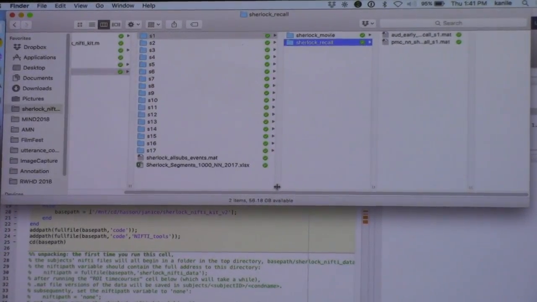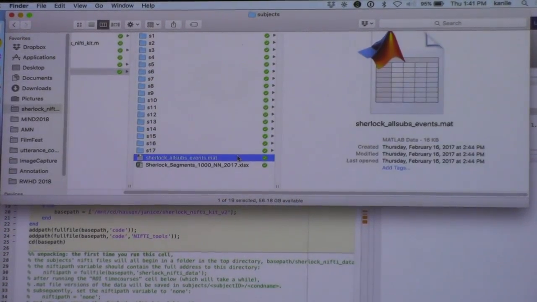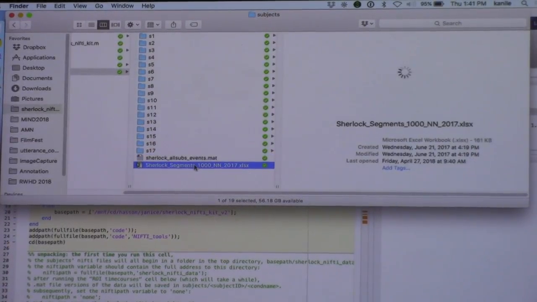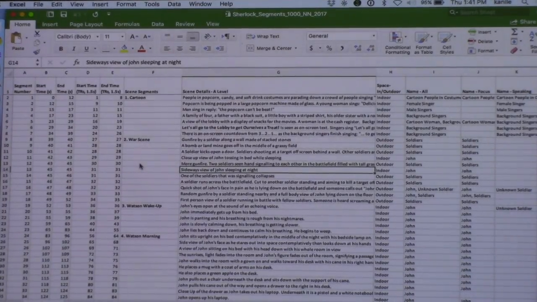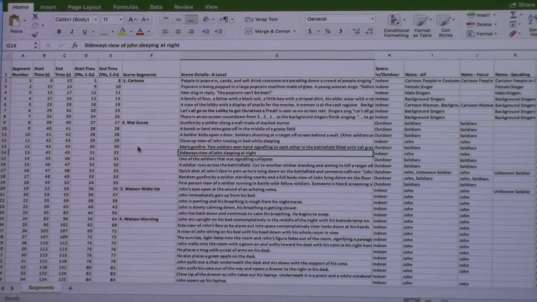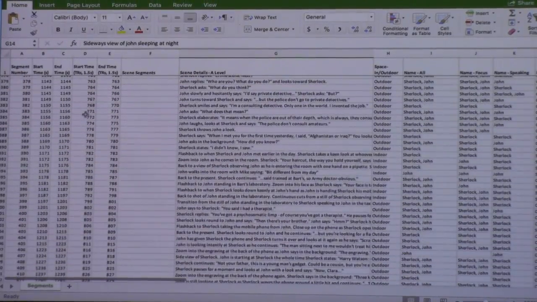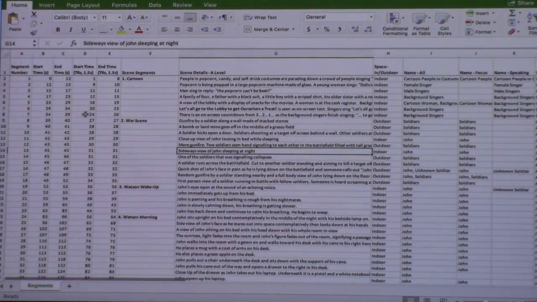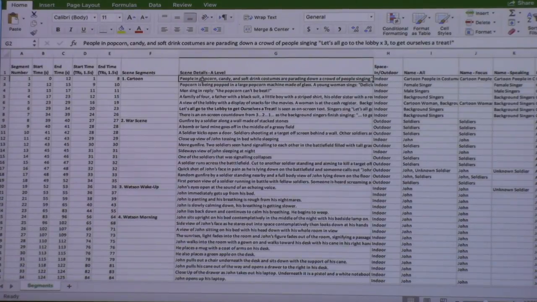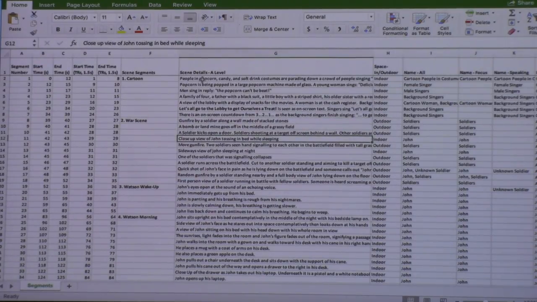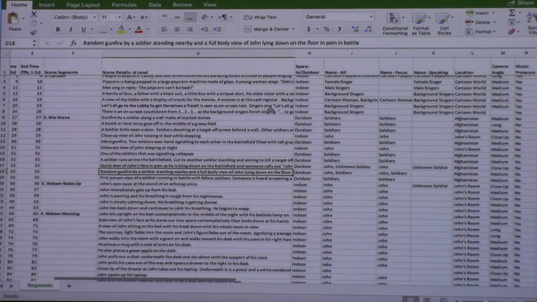Okay. And these are the event times here for all of the subjects, and then this is a labels file. I'll show you. This is a hand-made labels file where for every one of 1,000 segments in Sherlock, there's a detailed description of what's happening at that moment. So basically every couple of seconds, somebody has gone in and written what's happening. And then labels are over here.